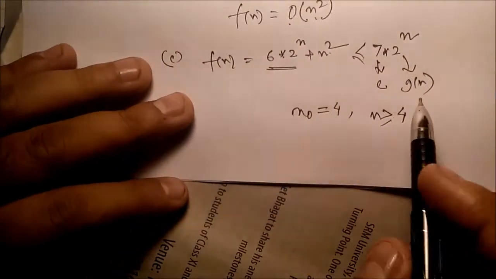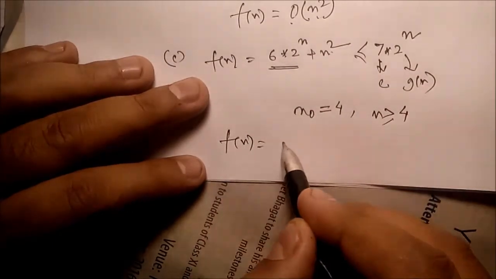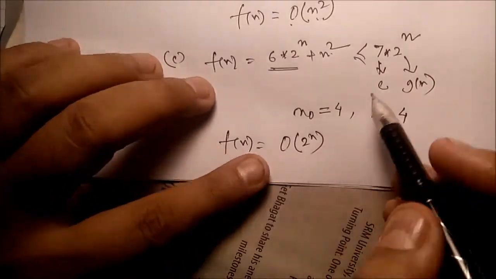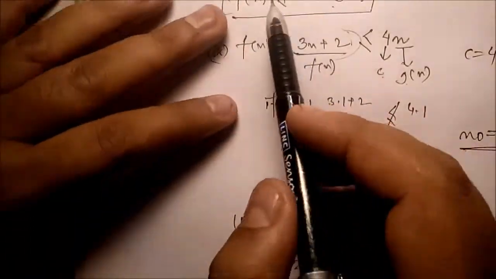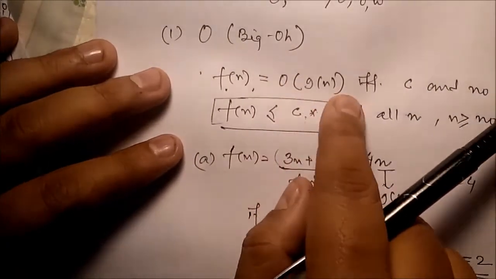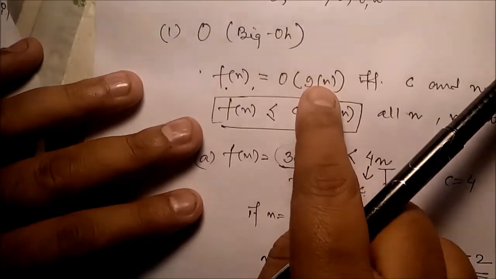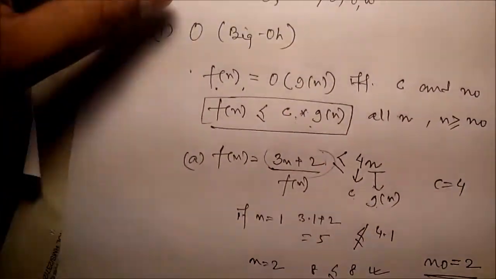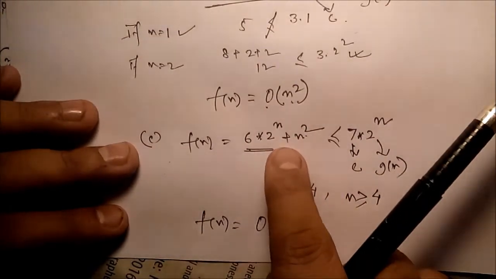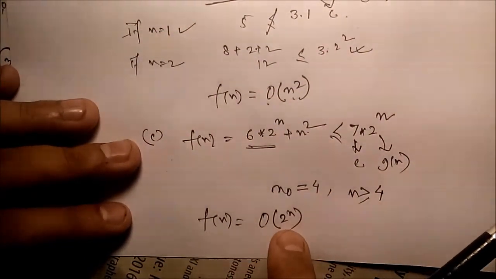So for this expression, we can write f(n) = O(2ⁿ), since this is nothing but g(n). The actual formula is f(n) = O(g(n)). In this case g(n) is 2ⁿ. So here f(n) = O(2ⁿ), you can write. This is nothing but our g(n).